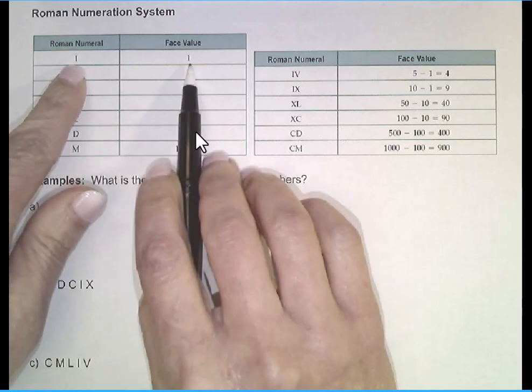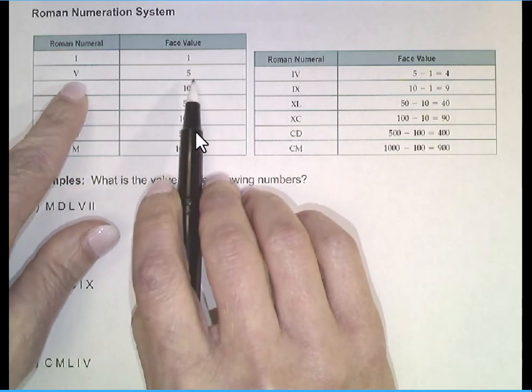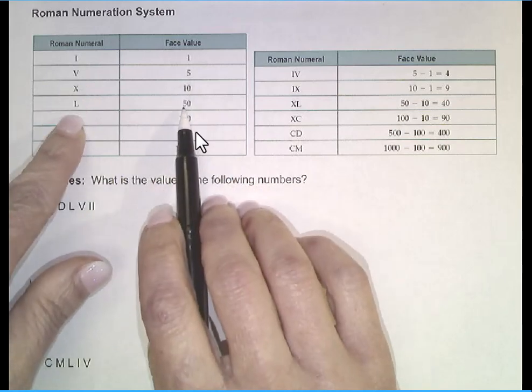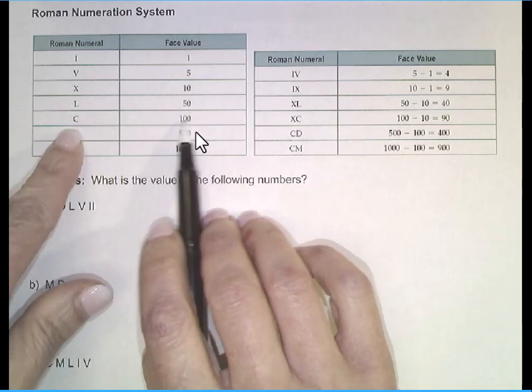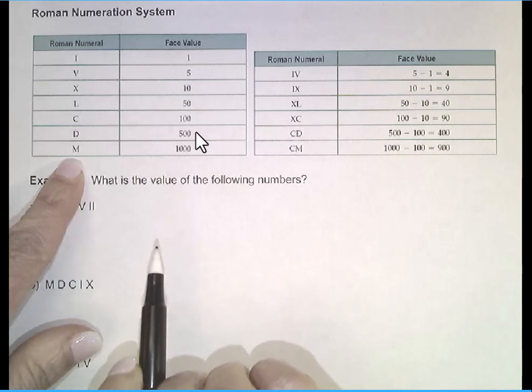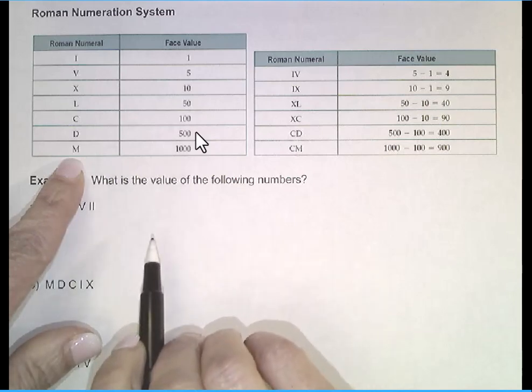So the I stands for 1, the V stands for 5, the X stands for 10, L stands for 50, C is 100, D is 500, and M is 1,000. Those are the standard ones that they use.